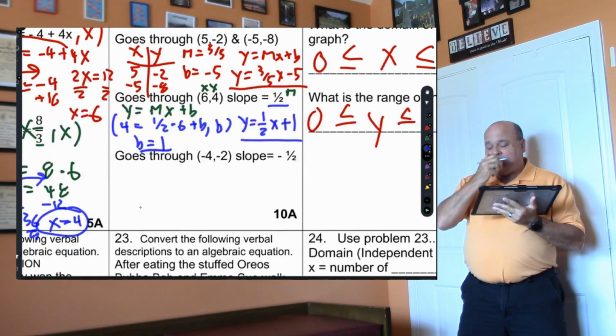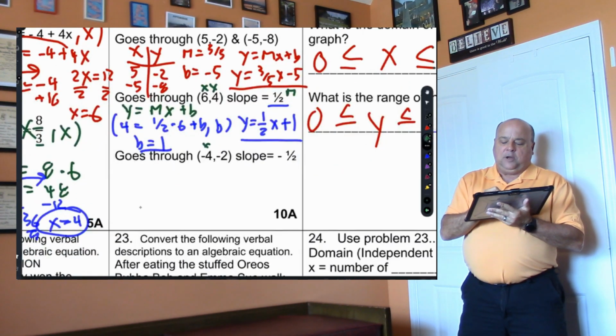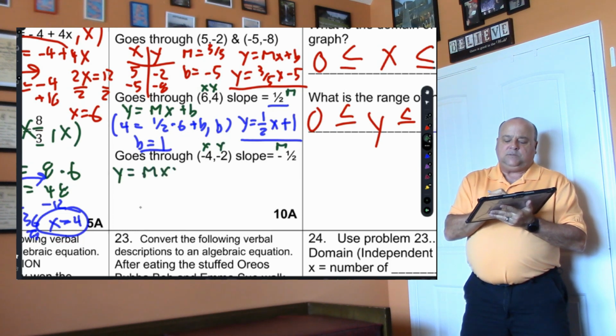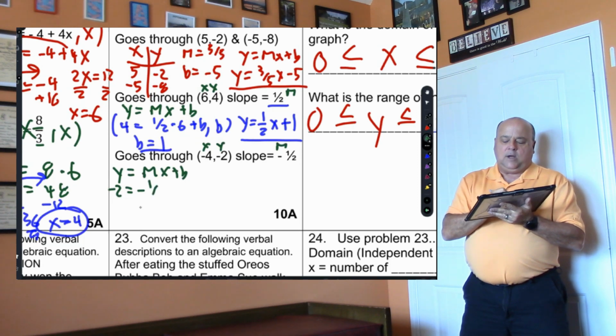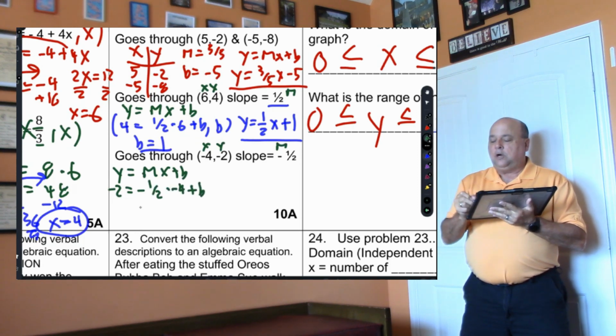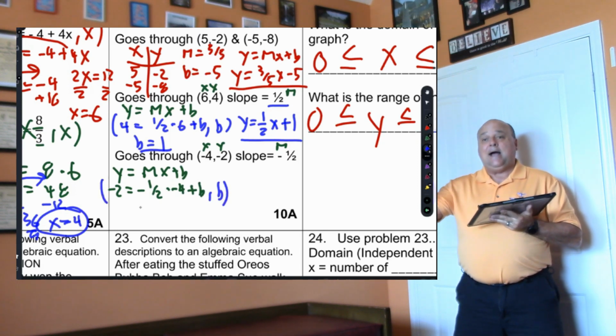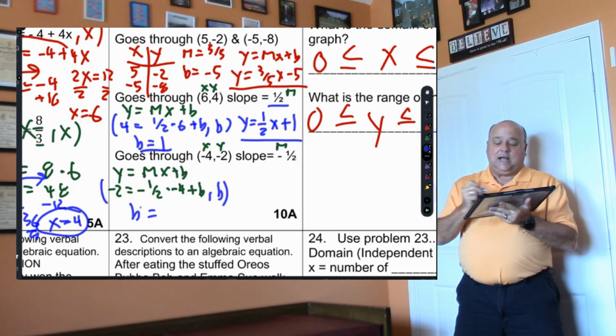Let's do the next one the same way. So we're going to put x, y, and m. Write down y equals mx plus b. The y is negative 2. The m is negative 1/2. The x is negative 4, plus b. You're going to put this into InSolve and solve it for b. I'm going to do it in my brain to save time.